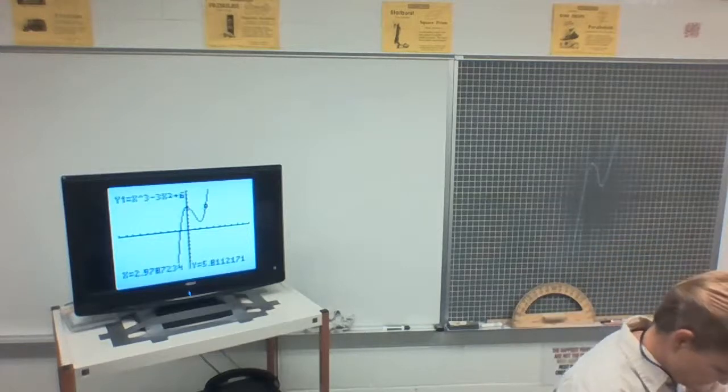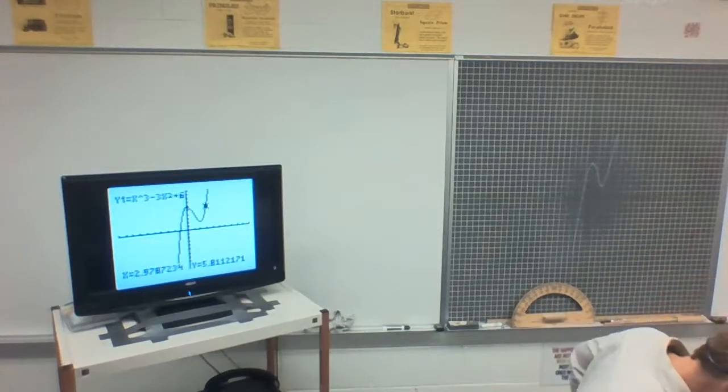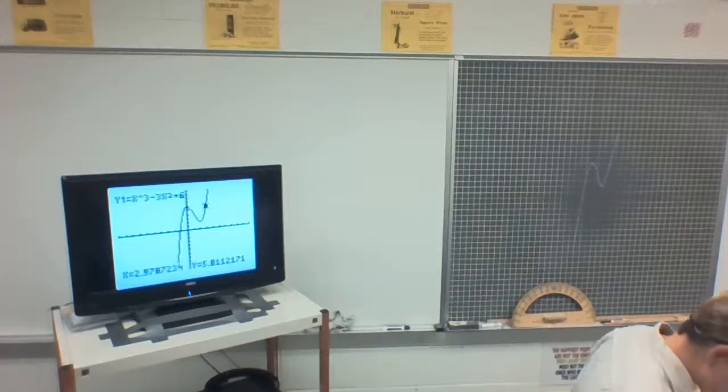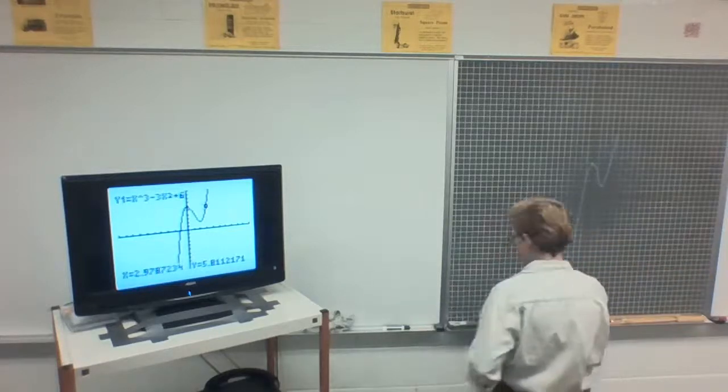First one says, identify the x-intercepts and the points where the local maximums and local minimums occur and determine the intervals for which each function is increasing or decreasing. Wow, I wish I'd have kept track as I was going along.